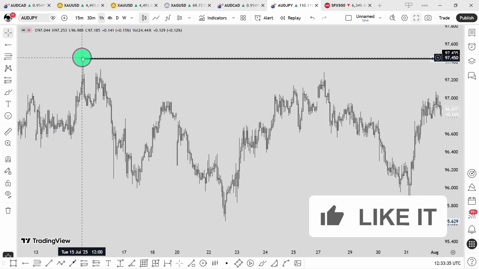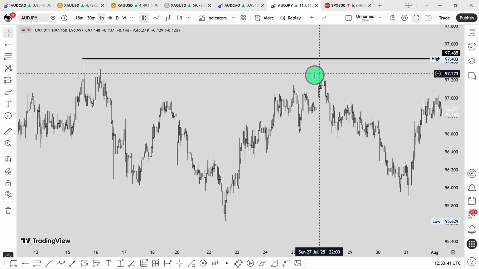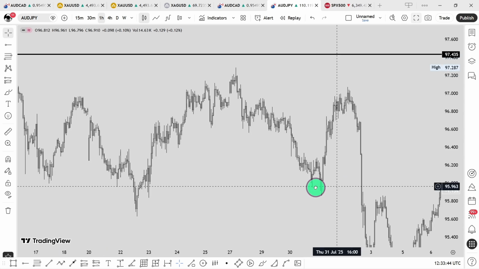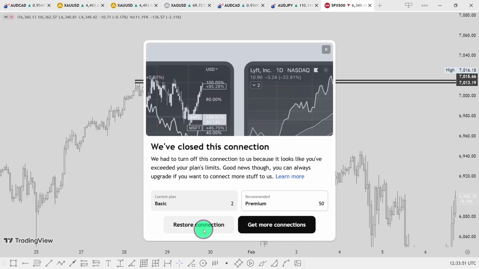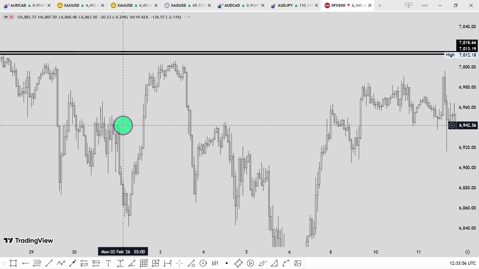You have a move to the downside, structural liquidity, you have a break of structure, price takes out the structural liquidity, and then the move continued with a cascade. So here you can see you have a sharp move to the downside. Then there are other examples on SPS 500. For those of you who trade SPS 500, you can check this one out.